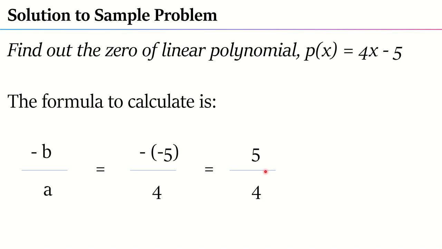So how do you validate whether this is right or wrong? Substitute this 5 by 4 in this polynomial 4x minus 5, and 4 gets cancelled. 5 minus 5 is 0. So the value of p of x becomes 0. Thus 5 by 4 is the zero of this polynomial.